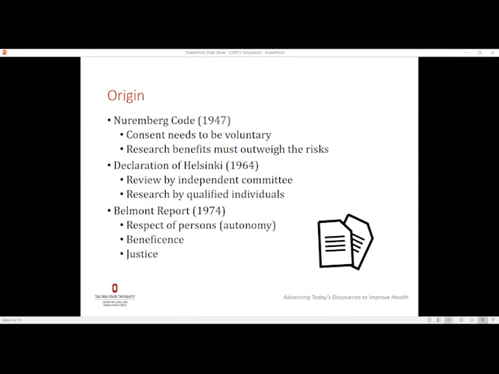The Declaration of Helsinki in 1964 further added to that by adding the need for independent review committees, thus the IRBs, and that the research needed to be conducted by qualified individuals. There needed to be some protocols in place that indicated whether or not a person was qualified to do that type of research. And then the most recent one, the Belmont Report, which I think everybody is really aware of, where they talked about respect for persons, beneficence, and justice. These are some of the more historical documents that help formulate where we are with our consent processes today.